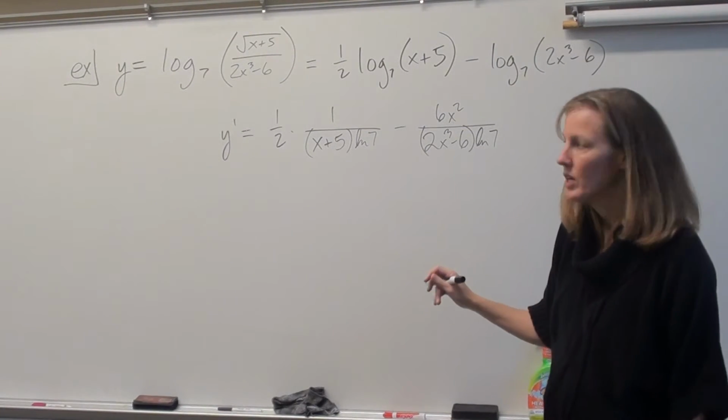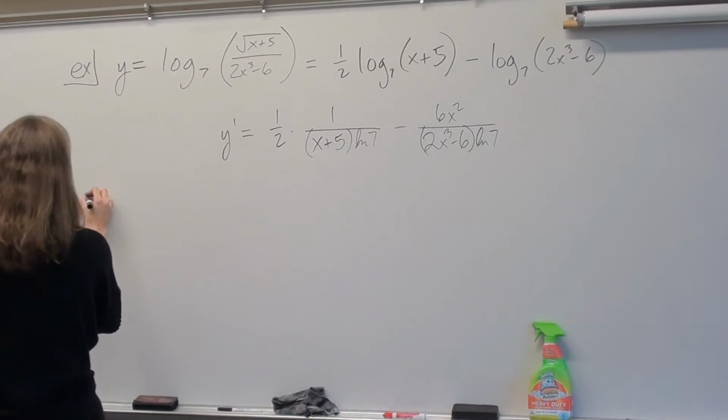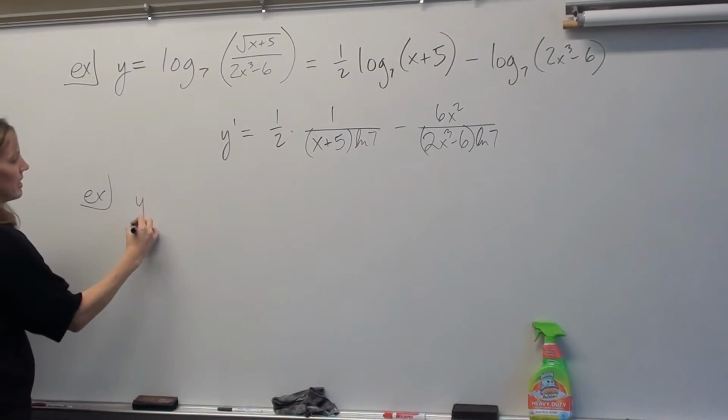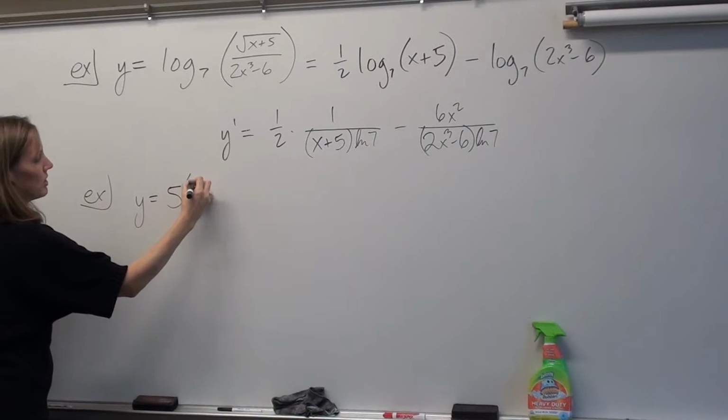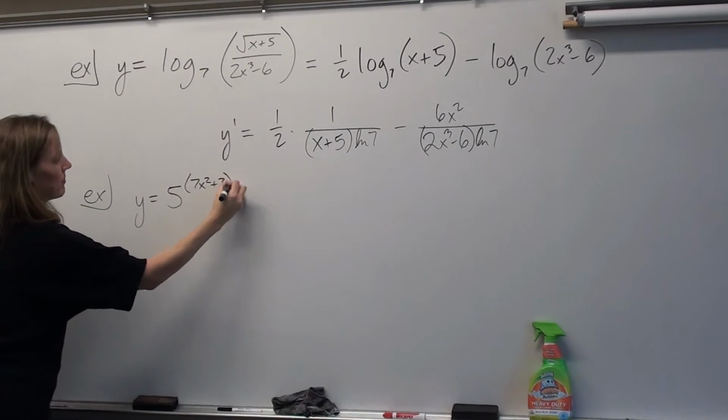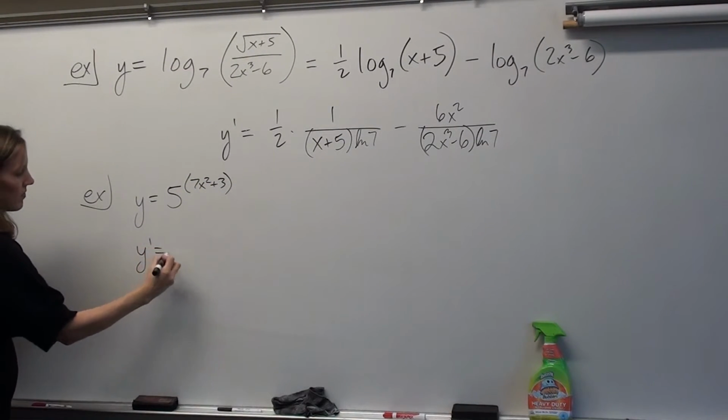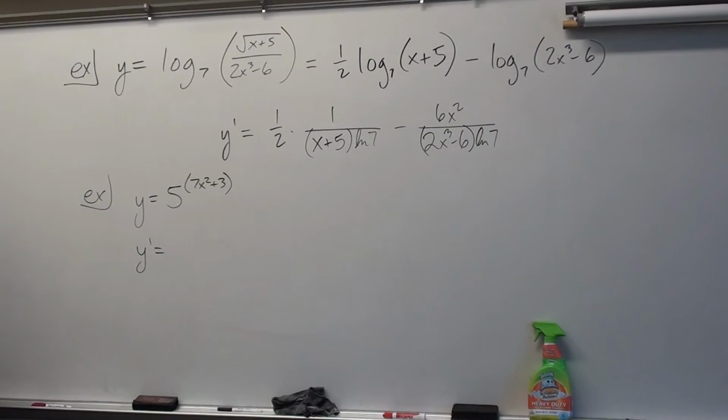Alright, good. Very quickly, because I want to move on to the other stuff, we'll do one quick example of an a to the x. How about 5 to the 7x squared plus 3? Everyone take a second, see if you can figure it out.